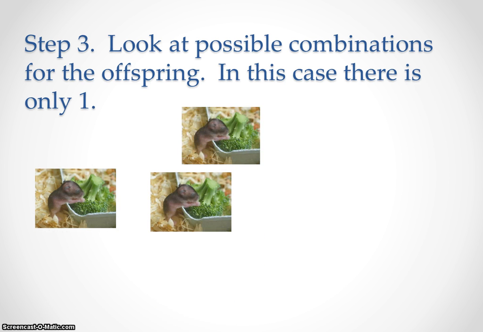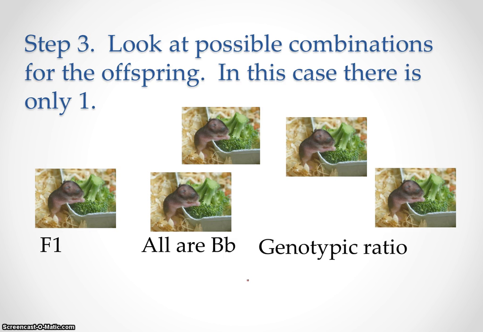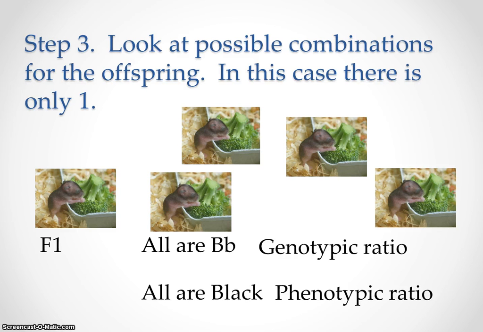These are the little hamsters, and as you can already see, even though they're very tiny, they're all black. The reason for this is they got a sex cell from the black hamster that said big B. They got a sex cell from the white hamster that had a little b allele. So all of these hamsters are going to be big B, little b. That's their genotypic ratio. They're all black. That's their phenotypic ratio.